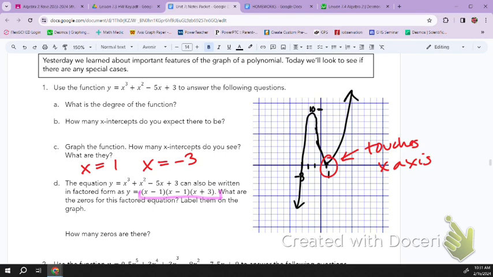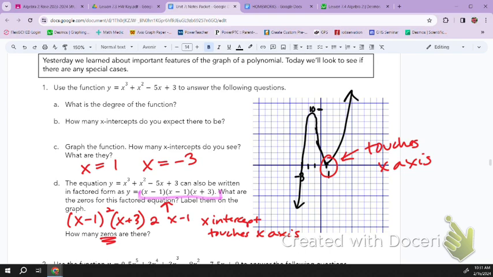Why is there 2 of the same? Fantastic question. Why is there 2 of these? There's 2 x minus 1s. Because that's how we get an x-intercept that touches the x-axis. How could I rewrite 2 of them? Instead of writing 2 of them next to each other, they're multiplying. How could I write 2 of them in a simpler way? Squared. Yeah. So it's really x minus 1 squared, x plus 3.